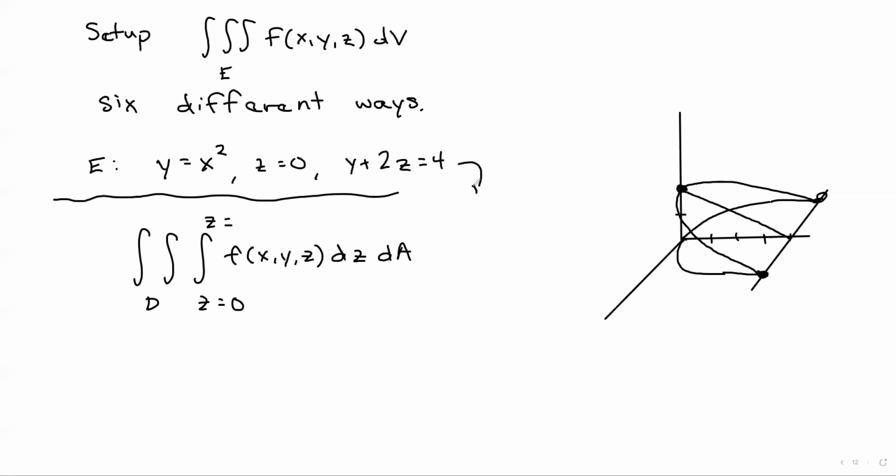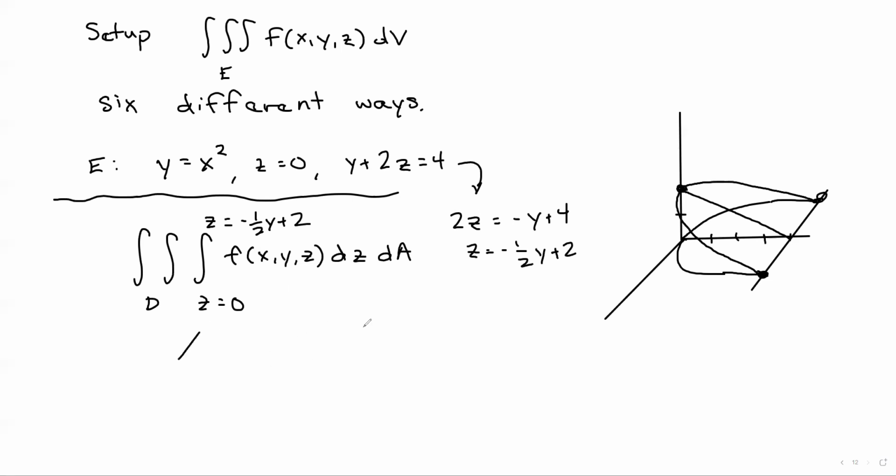To use that, we want to solve for z. So you're going to get 2z equals negative y plus 4, and then z equals negative 1/2 y plus 2. So we're going to have negative 1/2 y plus 2. All right, and so that's halfway there. That's the first order of integration.